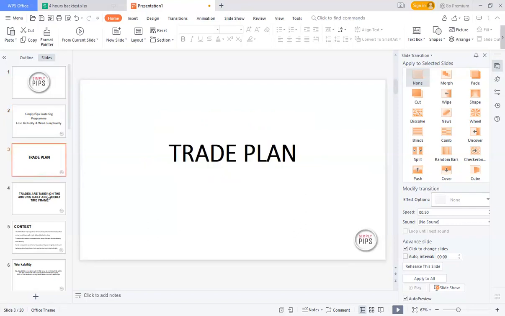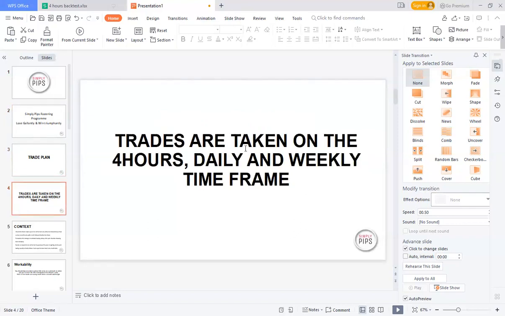Okay, here's a trading plan. So trades are taken on the 4 hours, daily and weekly time frame.